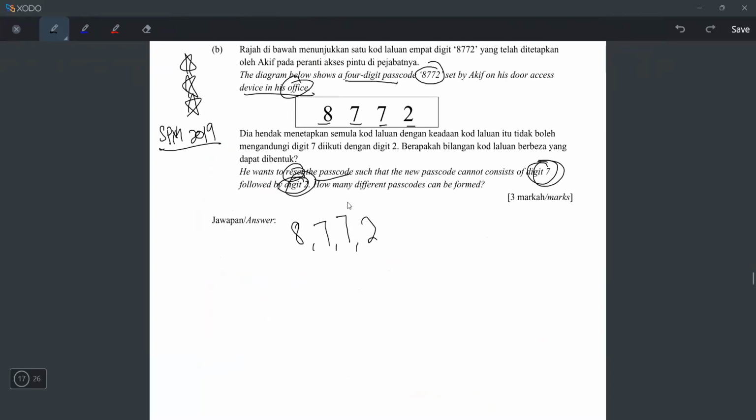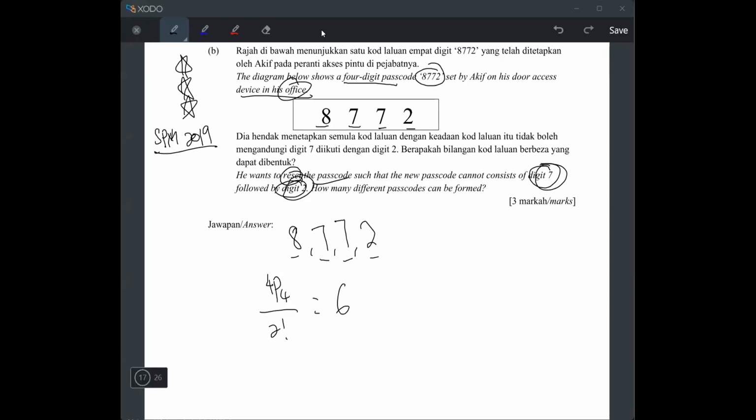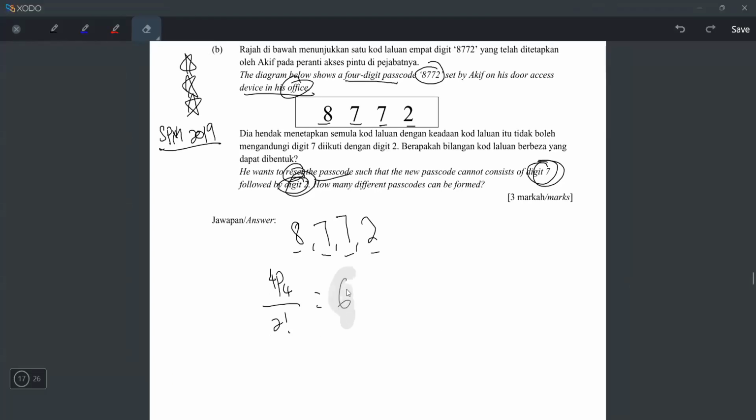Let's just assume that we can only use these 4 digits. It means he wants to reset the passcode, but the new passcode still uses these 4 digits, 8772. He never used 9 or other digits. It means there's no 10 options. There are only these options, which means 4 options only. So what is the total number of ways to arrange if there's no condition? It will be 4P4 divided by 2 factorial, just like what I mentioned just now, which is 6. Sorry, 12. Oh my god. Okay, sorry. So it's 12 ways to arrange 8772, 8277, 8727, many ways.